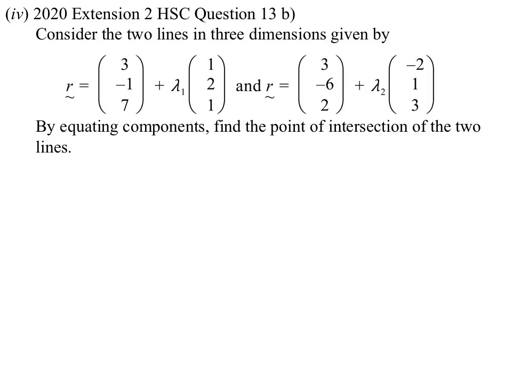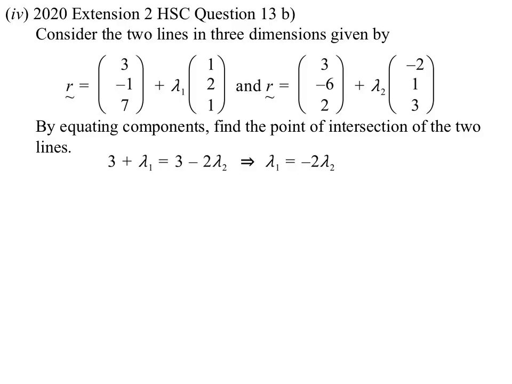2020, they've given us 2 lines. We've got to find the point of intersection of the 2 lines. Well, that means their components must be the same. So if I look at the x component, I know 3 plus lambda 1 must equal 3 minus 2 lambda 2. All right, I've got a relationship there between lambda 1 and lambda 2. Lambda 1 must equal negative 2 lambda 2.